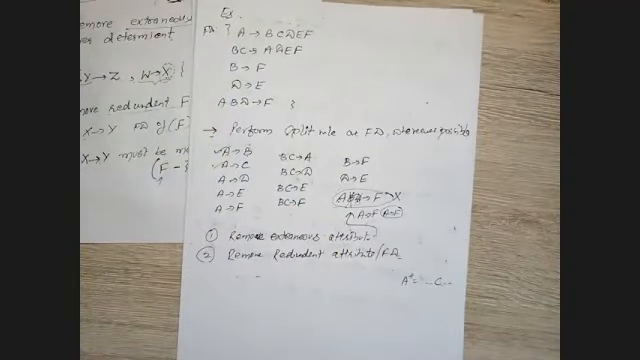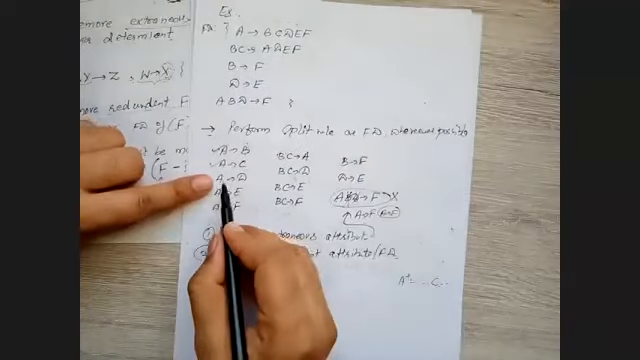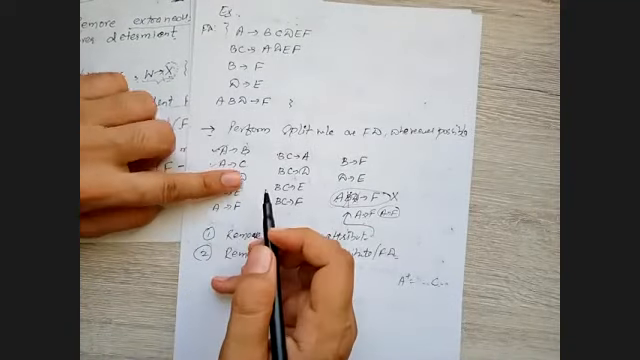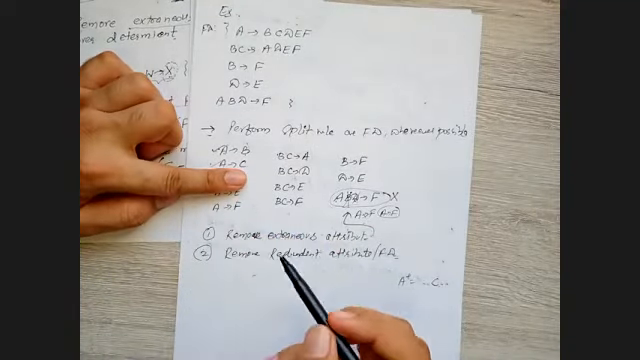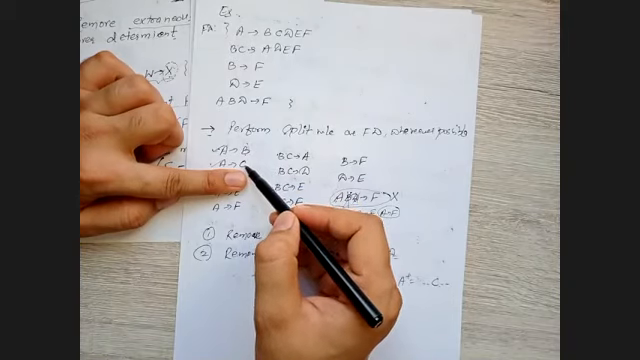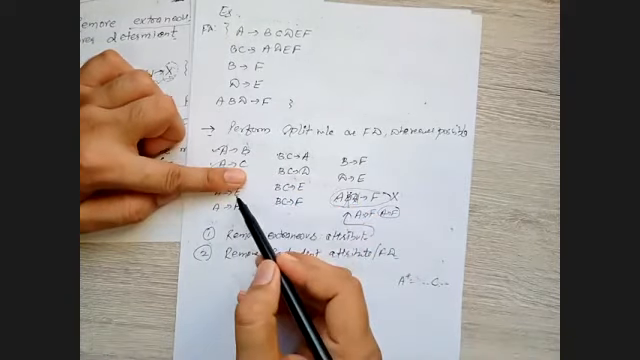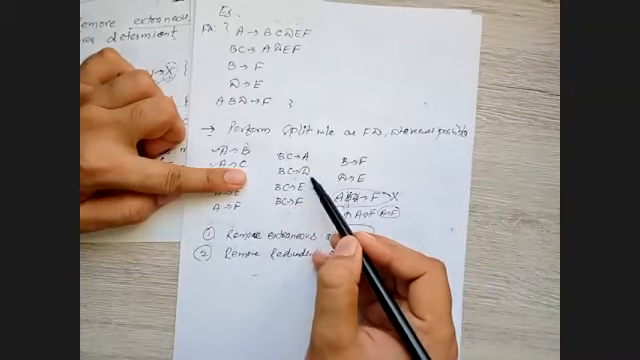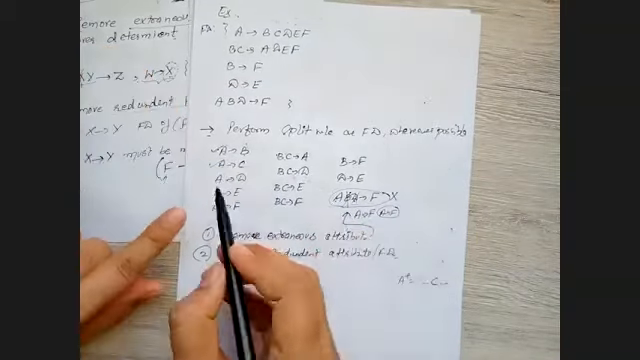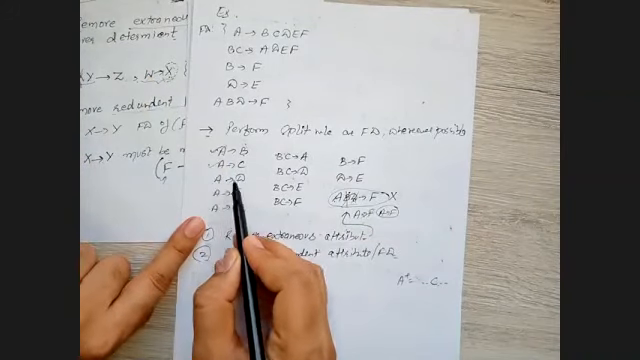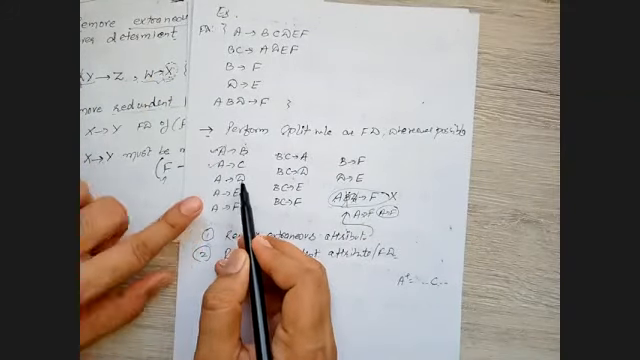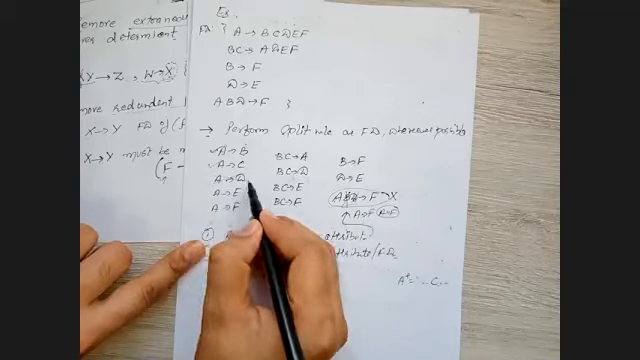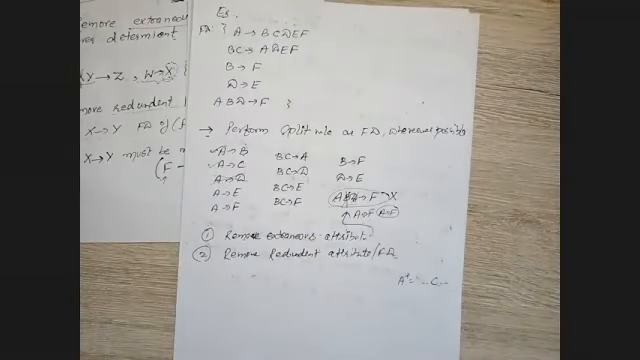This is not redundant. Now check A determines D, right? So checking A determines D. From A we can get B, C, right? And from A we can get E and F, right? From B, C can we get D? Yeah, we can get D. So in the closure of A, we can get D if we are removing this one. If we remove this, there will be no effect on the functional dependencies, right?